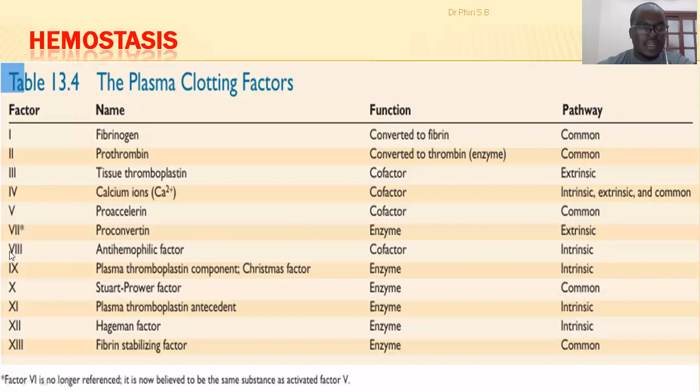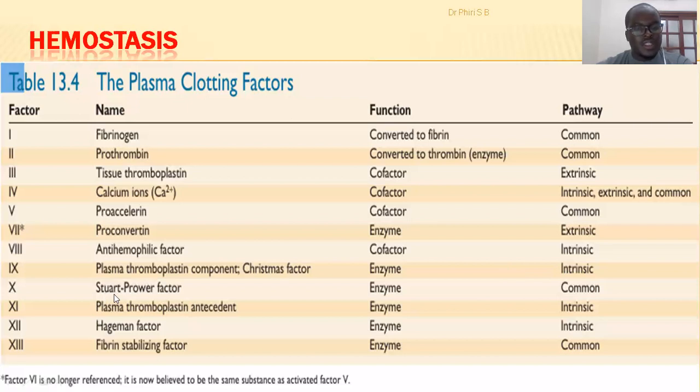Then you also have factor eight. This is a very common factor because there's a disease in which, when you're lacking factor eight, you can suffer from hemophilia A. So factor eight is also called anti-hemophilic factor. It's a cofactor that is involved in the intrinsic pathway. Then you also have factor nine, which is called plasma thromboplastin component or the Christmas factor. Lacking factor nine, you can also suffer from a disease condition called hemophilia B. So hemophilia B is due to lack of factor nine, which is called Christmas factor or plasma thromboplastin component. It's an enzyme that is involved in the intrinsic pathway.